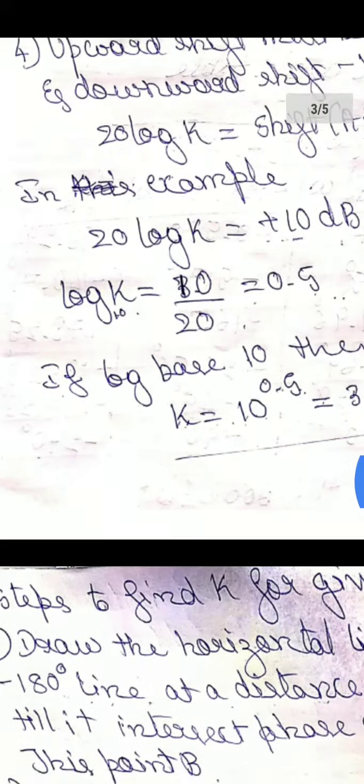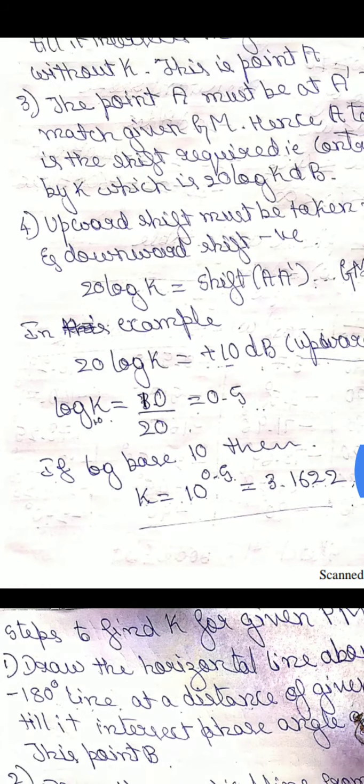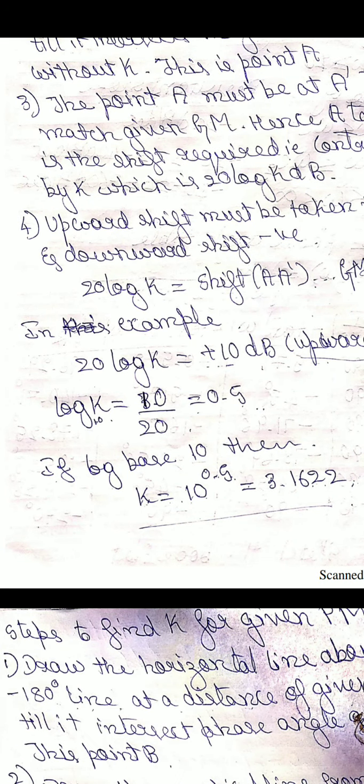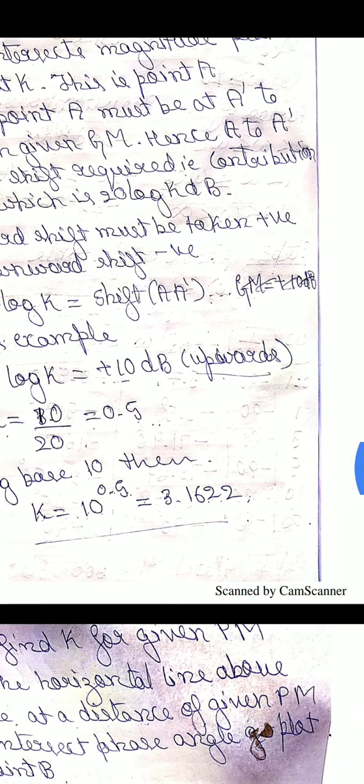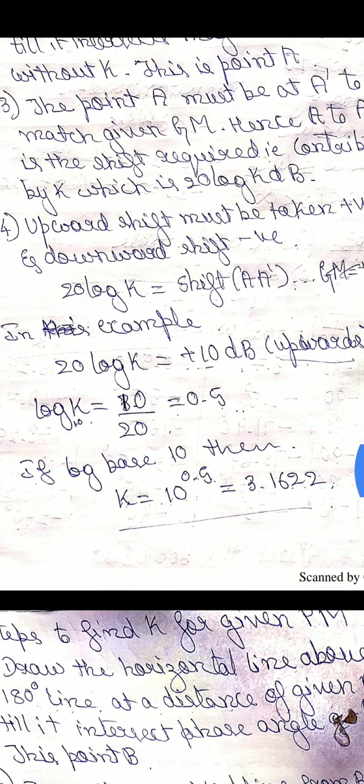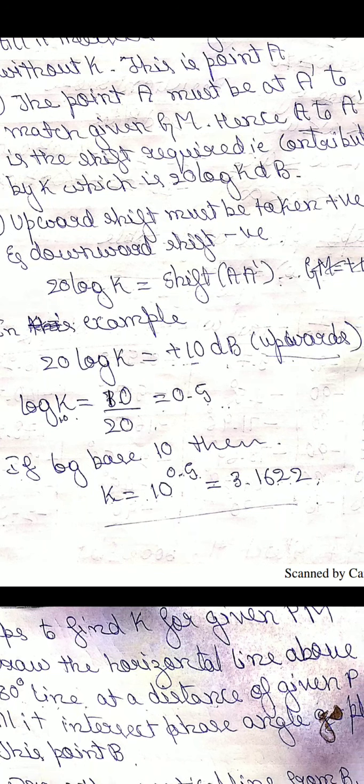20 log k dB is equal to how much will you get? You should find it like this: 20 log k is equal to the shift A dash. An upward shift must be taken positive and a downward shift negative. They have given plus 10 dB, so upward: log k is equal to 10 divided by 20, which is 0.5. With log base 10, k is equal to 10 to the power of 0.5, and you will get 3.1622. K is equal to 3.1622. That is, we need to shift upwards because the gain margin value is positive.